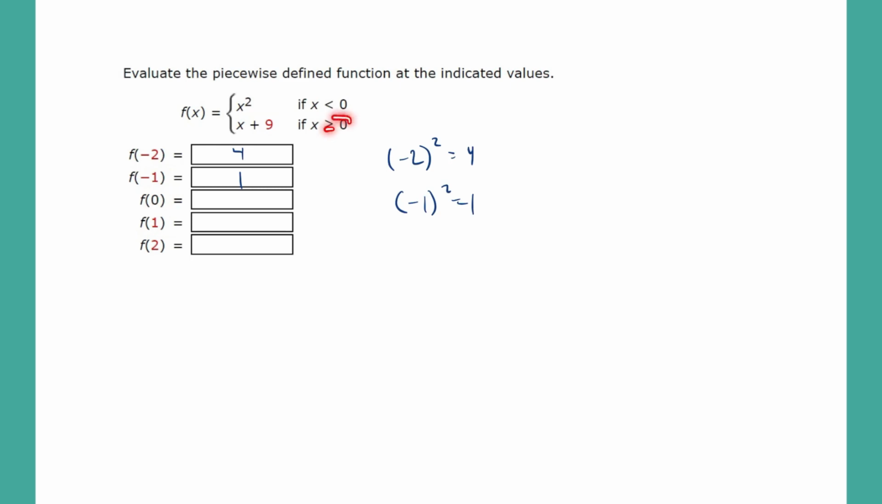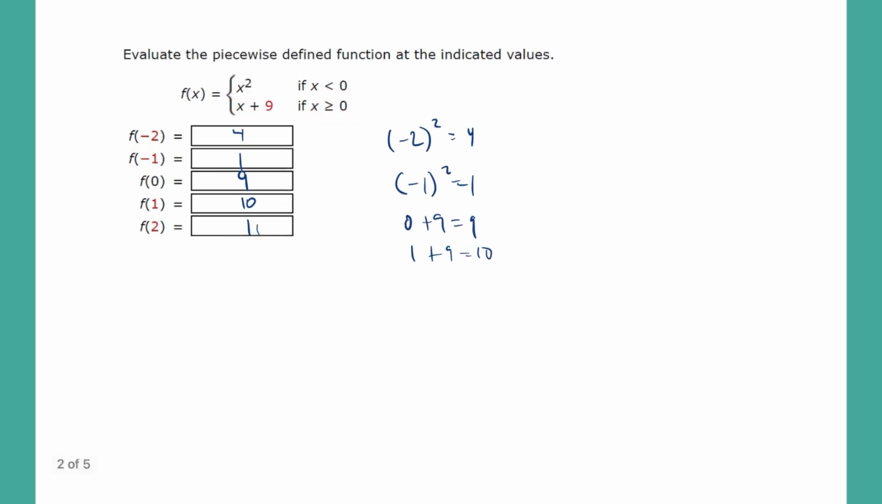0, that's equal to 0, so you're going to go actually with the bottom function this time. 0 plus 9 is 9. 1, that is greater than 0, so you're going to go with the bottom function. So 1 plus 9 is 10. And 2 is also greater than 0, which means 2 plus 9 is 11.